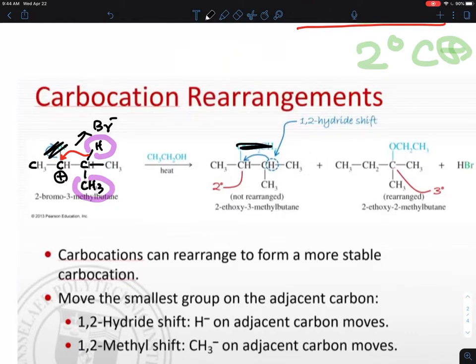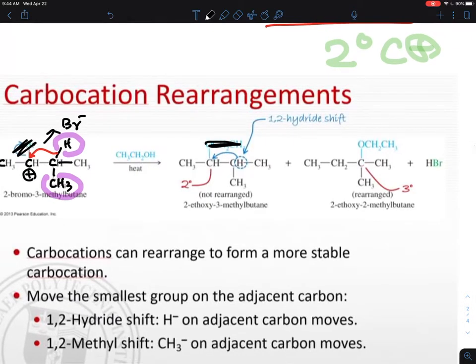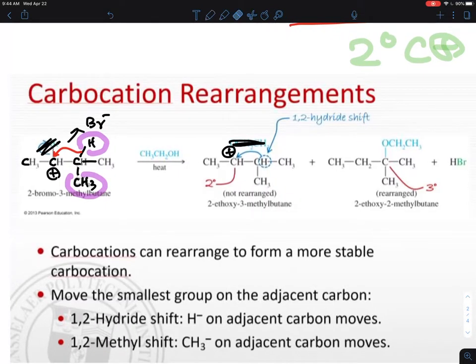So by doing so, you get the new bonding, right? So this one becomes, by shifting this, you are developing a positive charge here. What used to be the positive charge here is now gone, and then you'll form the new hydrogen bond, and the positive charge here, right? This is a 1,2 hydride shift, because this is the one that has been shifted from the neighboring carbon.